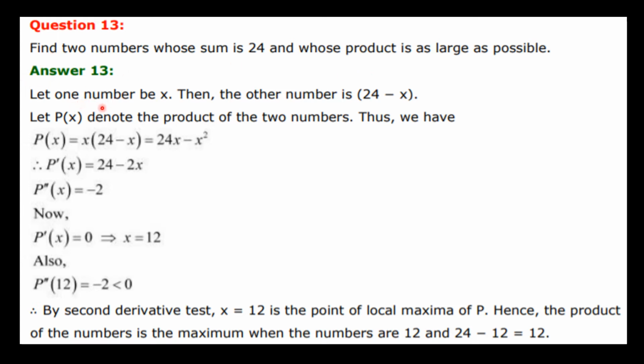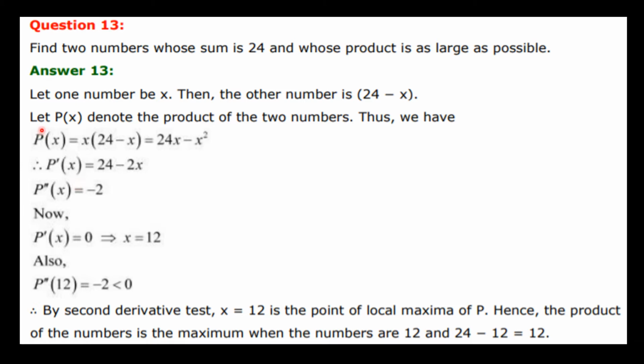Let one number be x. Let us assume that one number is x. Then the other number is 24 minus x. Isn't it, my dear children? Because the sum of the two numbers is 24. So if the first number is x, then the second number is automatically 24 minus x. Isn't it, my dear children? Right. Understood this step, my dear children?